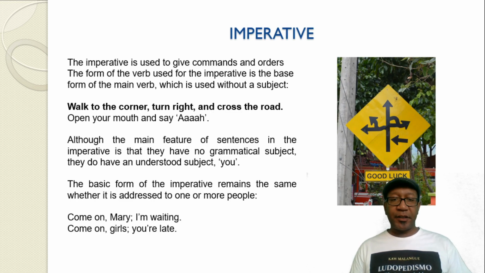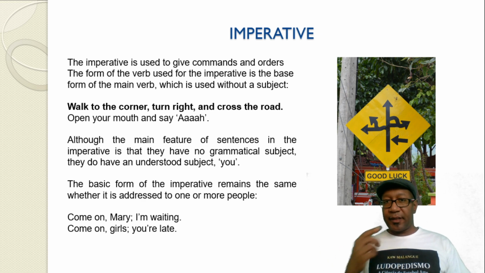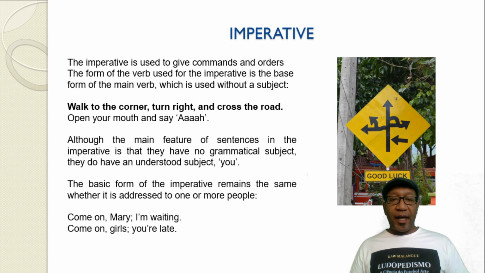The imperative is used to give commands and orders. The form of the verb used for the imperative is the base form of the main verb, which is used without a subject. The base form of the main verb is the infinitive form. Okay. So here we have walk to the corner, turn right, and cross the road.